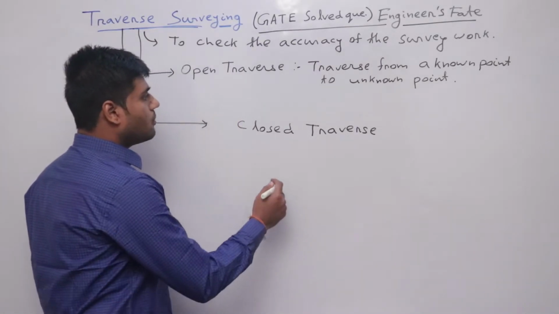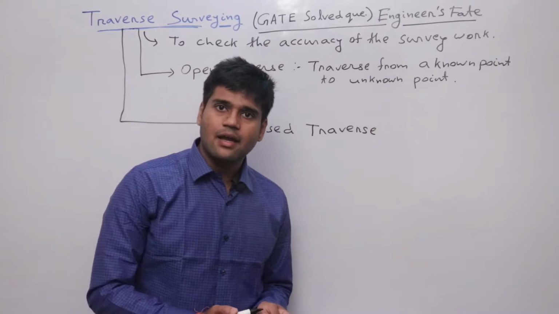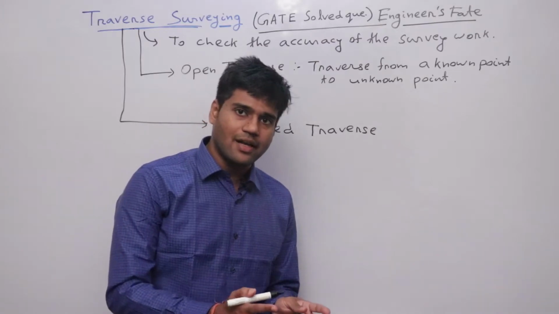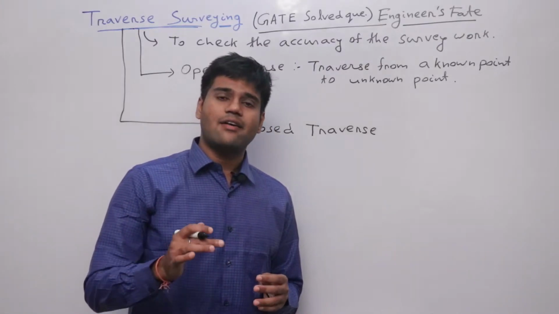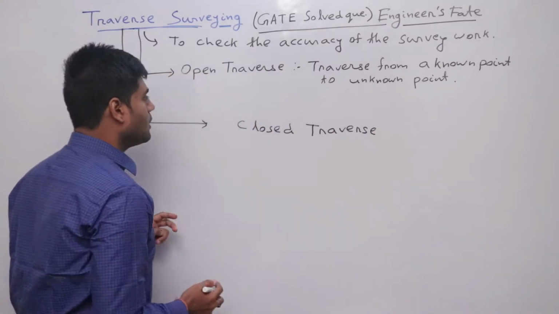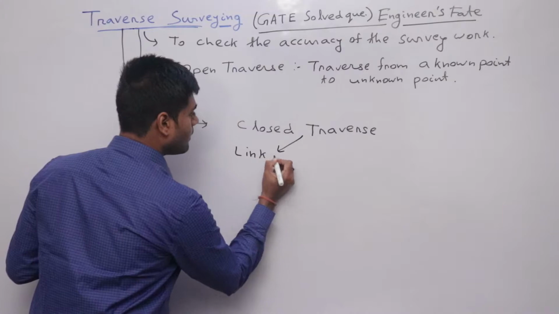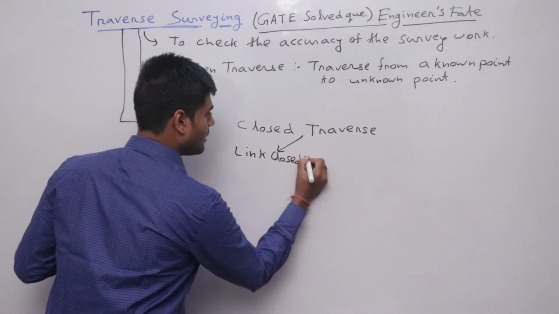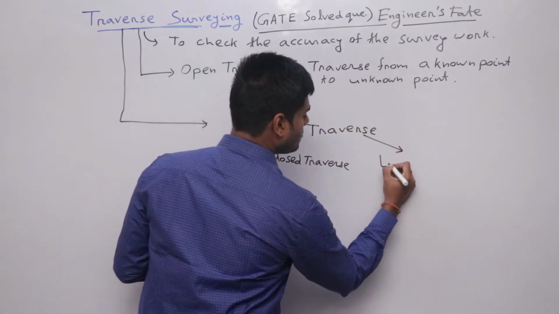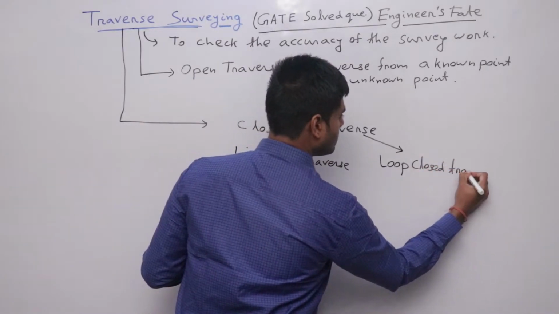So what is a closed traverse? Same thing. Suppose there is a point X. I know the coordinates of the point X and I have started my survey work from that point X, and I have ended my survey work at that point X, and I know the coordinates where I started and at the same point I ended my survey work, and that is known as a closed traverse. And this closed traverse is of two types, that is link closed traverse and the second one is loop closed traverse.